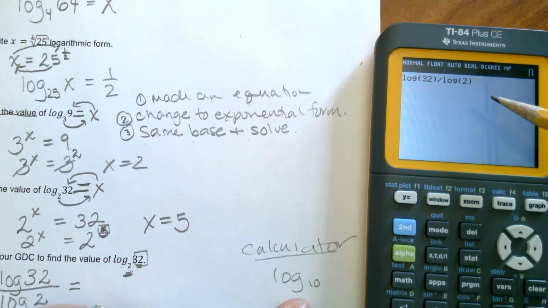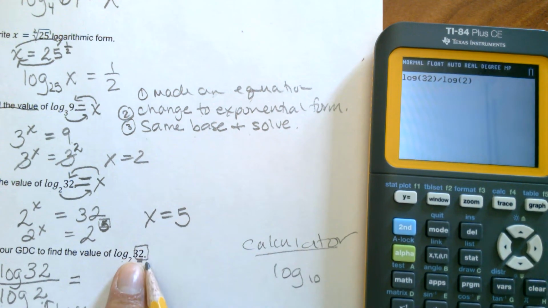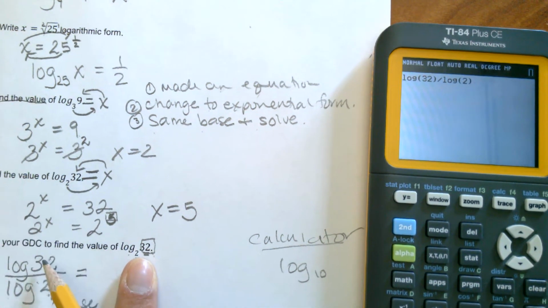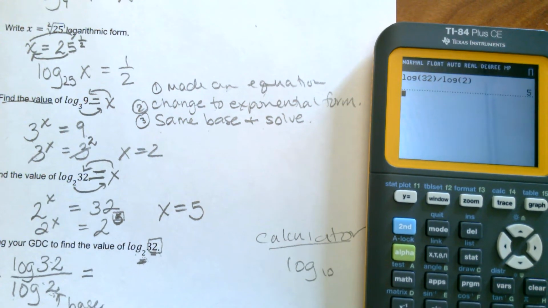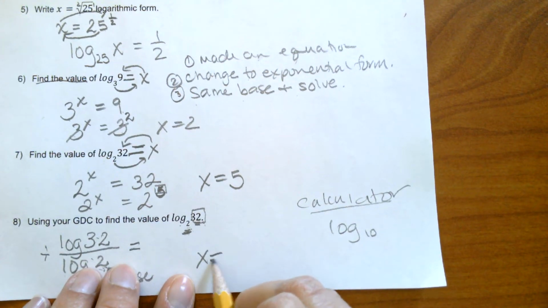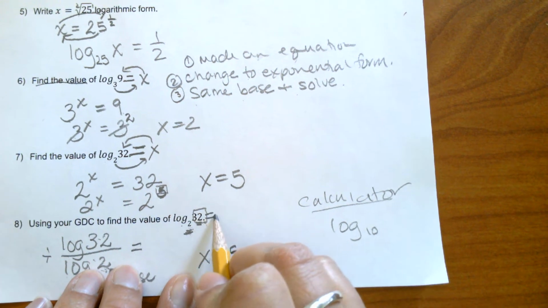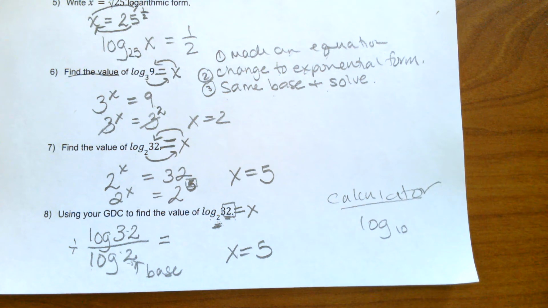You can always do it like this. You just have to remember that this number here, what we're taking the logarithm of, goes in the numerator, and the log of the base always goes in the denominator. All right, let's press enter. Yay, we get 5. So here, x will equal 5. You could make this into an equation if you wanted, x equals 5. That's fine. Write down the x equals.